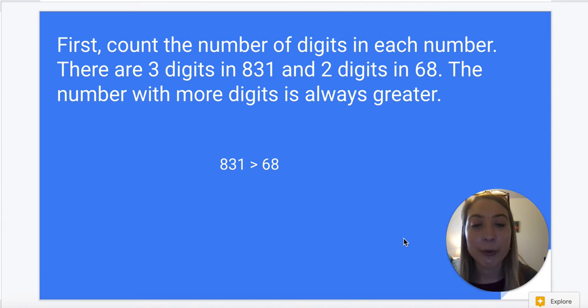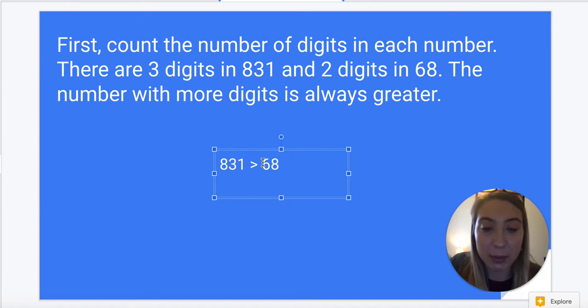So again, when you see the numbers and you see the sentence and you're trying to decide, is it bigger than, greater than, less than, or equal, always an easy trick is count the number of digits in each number. There are 3 digits in 831, 1, 2, 3. And there's only 2 digits in 68, 1, 2. Always the number with the more digits is always greater.